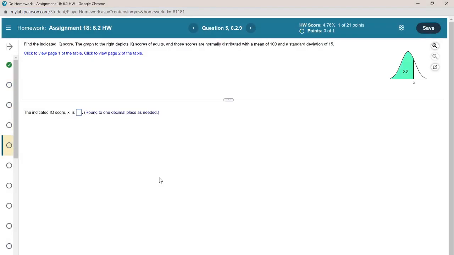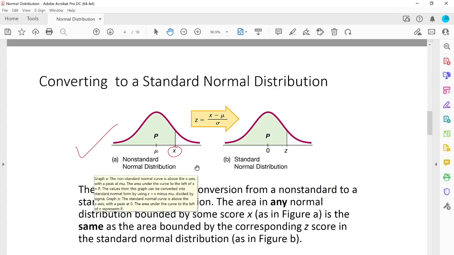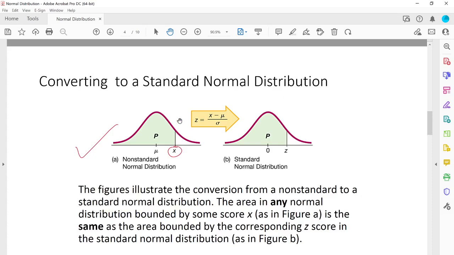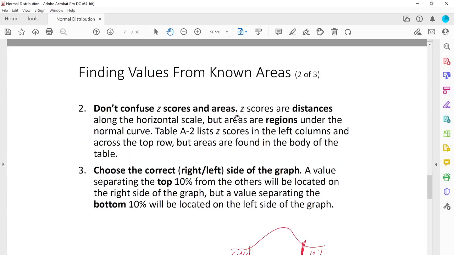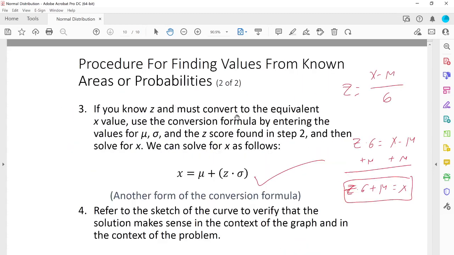Let's look at another problem here. This is the normal distribution we have been given. We need to find out x. We have been given this area under the curve, which is 0.8. How do you find x? Remember, for finding the x, we can always use this formula. As you can see here, this is the conversion formula. And if you go back here, where is that? This one. For finding the x, you need the mean, you need the standard deviation, and you need the z-score.